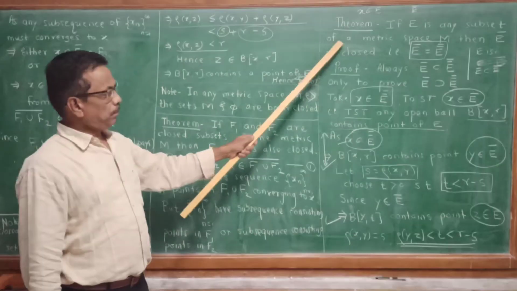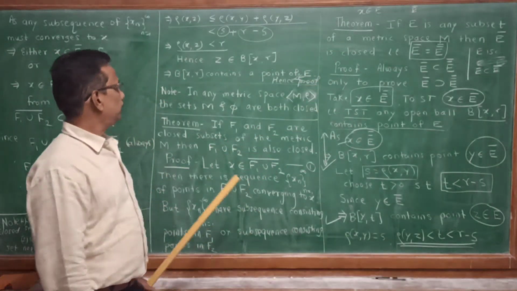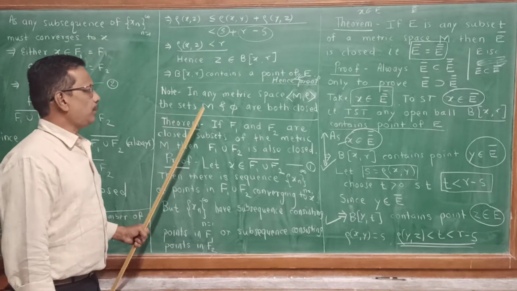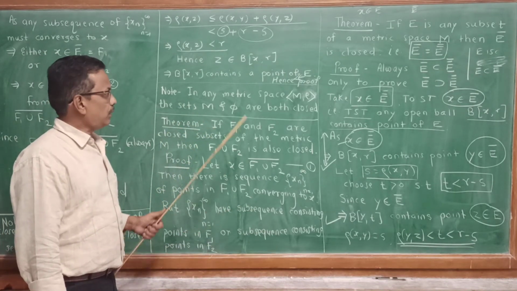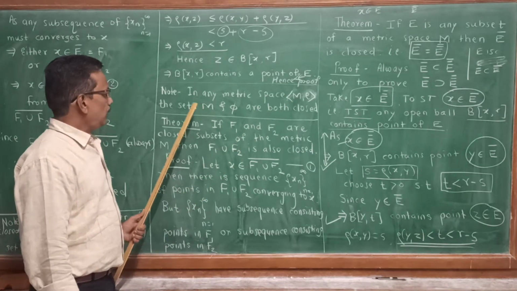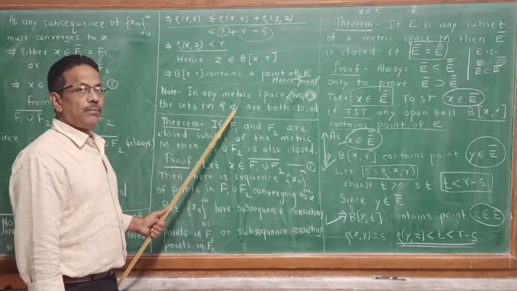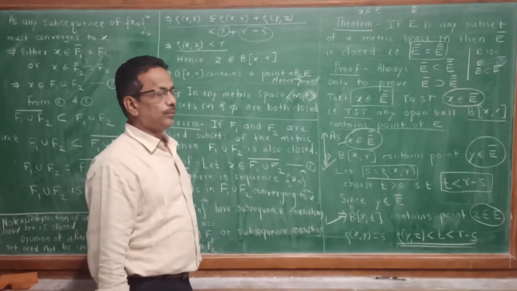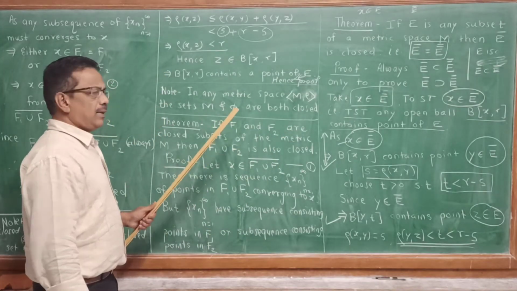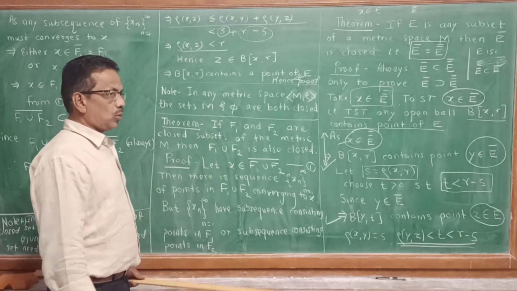This is the first theorem. One note is here. Similarly, as for open sets, in any matrix space M, the sets M (the total space) and phi (the empty set) are both closed sets. Phi is always closed, and here M is also closed.